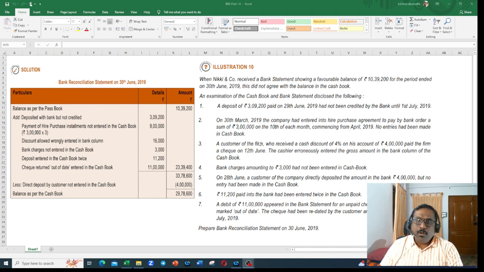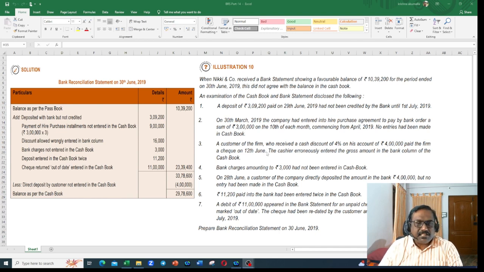So these 3 months' payments we need to record. That is the meaning of 3 into 3 lakhs, 9 lakhs. 3 into 3 lakhs is equal to 9 lakhs. 9 lakhs of payments are not recorded in the cash book. That is the meaning of this point.